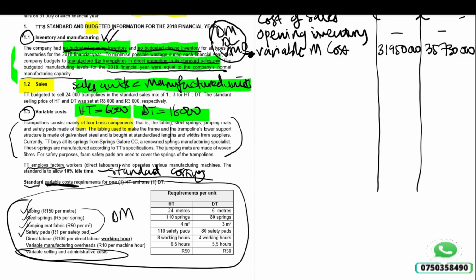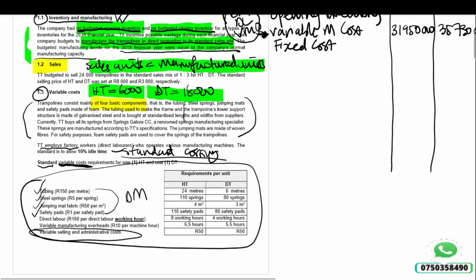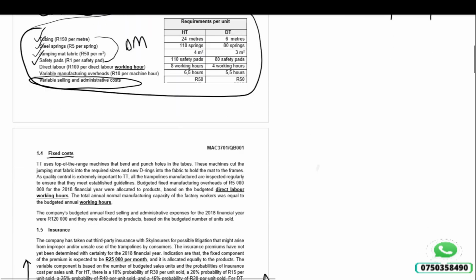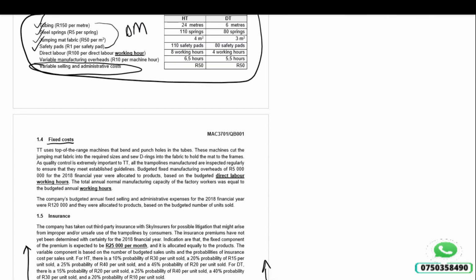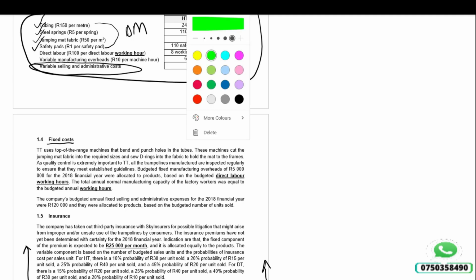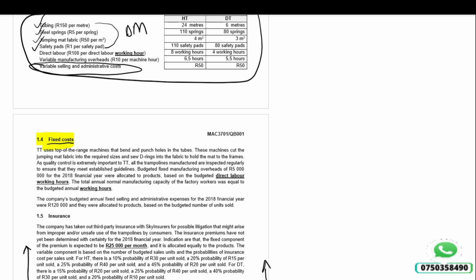Once I'm done with this, I need now to calculate my fixed cost. So what did they say about fixed cost? I'm going to jump everything and go to fixed cost. Fixed costs are covered in note number 4. So this is my fixed cost. Let's see what they say about fixed cost.